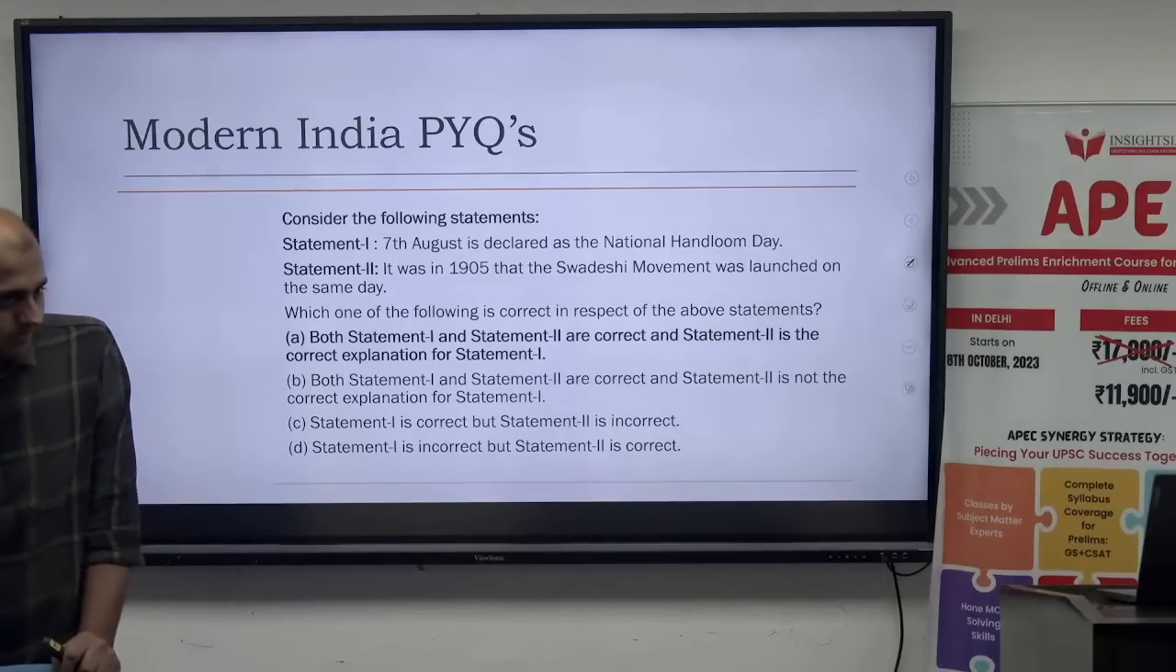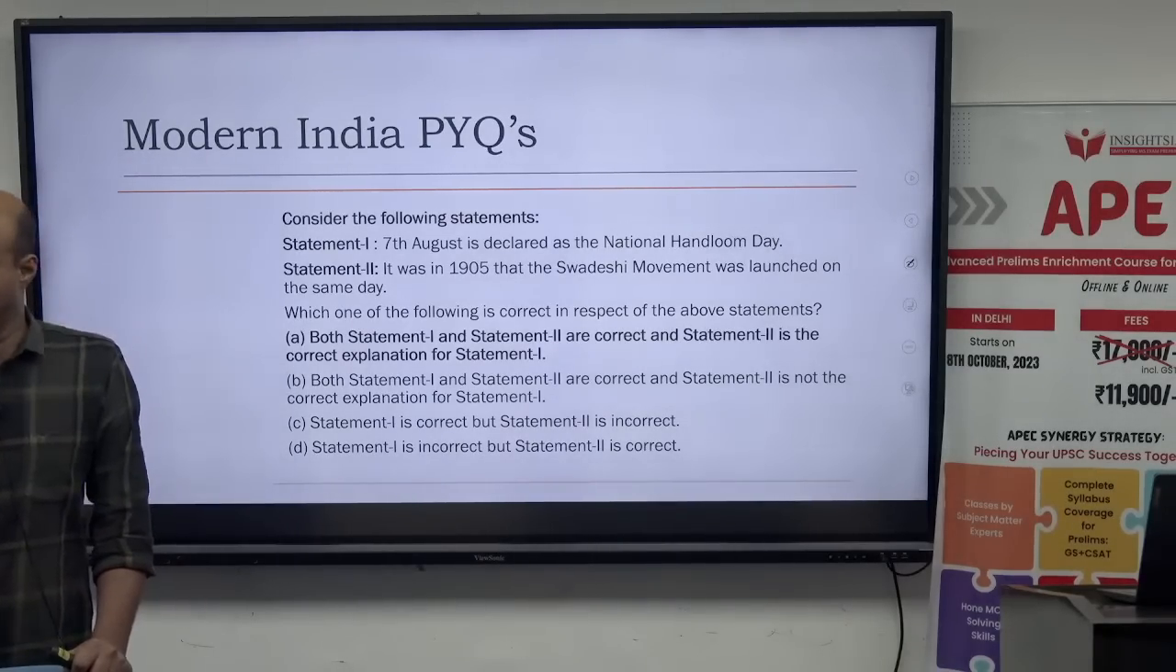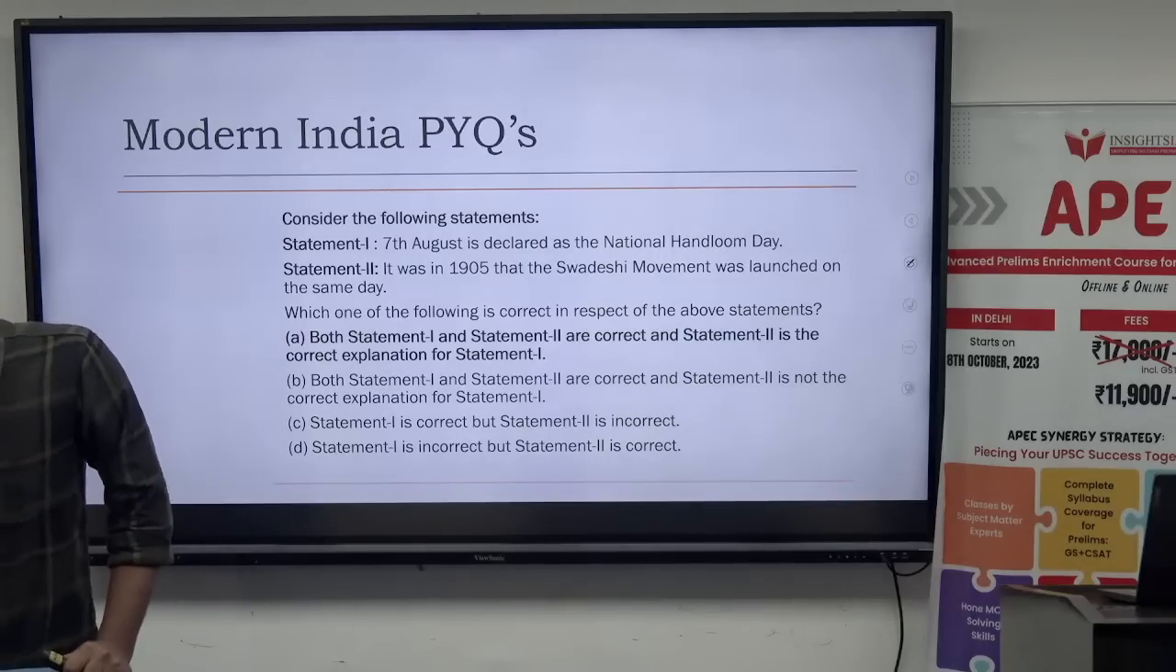It's a simple question, but until you get it, let's say, for example, what is the simple difference, what is the difference between an FIR and a charge sheet? What is the difference between FIR and charge sheet?